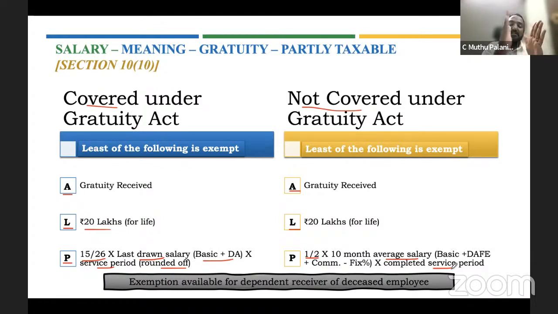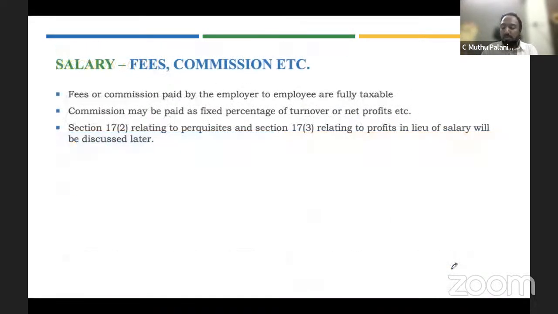Covered is 15 by 26 into last drawn salary, where salary is basic plus dearness allowance, and service period is rounded off. Whereas when you talk about not covered under Gratuity Act, A stands for gratuity received, L is same, but P alone is 1/2 into 10-month average salary into completed service period. So this is what makes your gratuity. Please remember, if gratuity is received by the dependent person of the deceased employee, they also get this exemption. So not just for the employee alone, if the employee is no more, automatically the exemption will also be available for the dependent. So this is what gratuity is about.